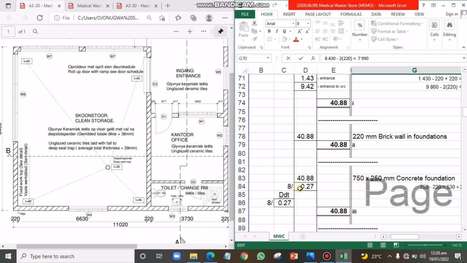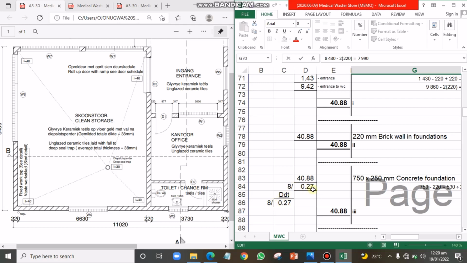This 8 by 0.27 is not actually necessary. What was done here was addition of some corners, which in my own opinion, since you've gotten the mean girth, you don't need to bring this out. Moreover, if you notice, the 8.02 here cancelled out this 8.02.